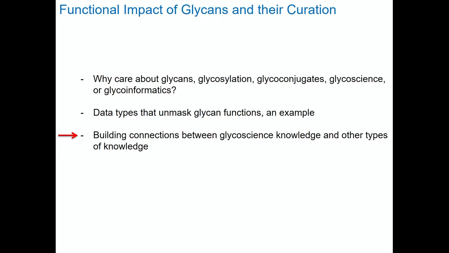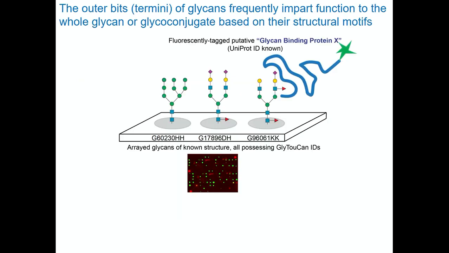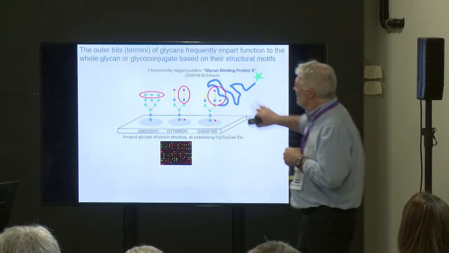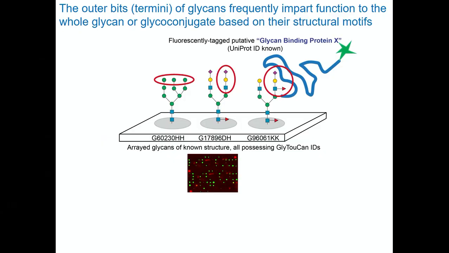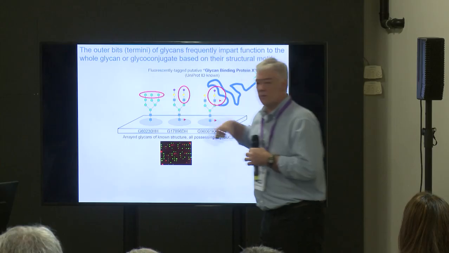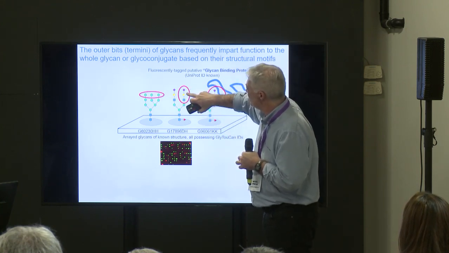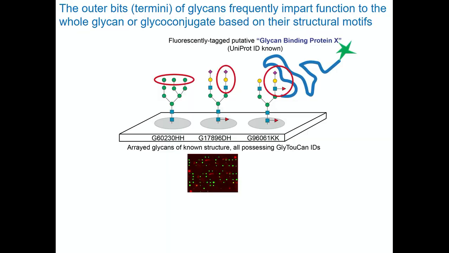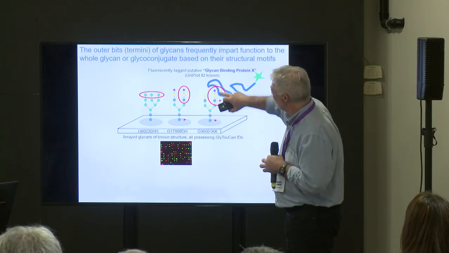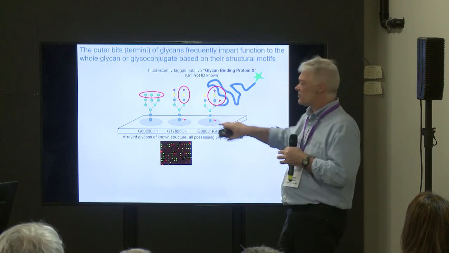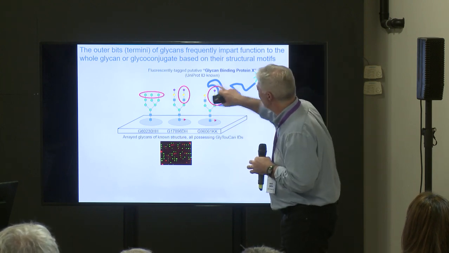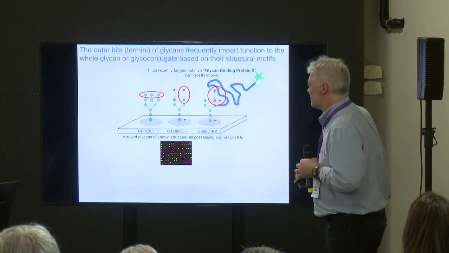So just to finish up here with a few thoughts about how to connect this knowledge with other bits of knowledge. I told you that this binding protein recognizes some part of this glycan. We think about those recognized parts as motifs. So there are three different glycans. This glycan has a motif of terminal mannoses, these green circles. I know that's a mannose. This glycan has a sialylated LacNAc. I know that because of the shapes and the colors. This glycan has a Lewis X structure, which is a LacNAc with a fucose. So this glycan binding protein is recognizing this Lewis X motif.